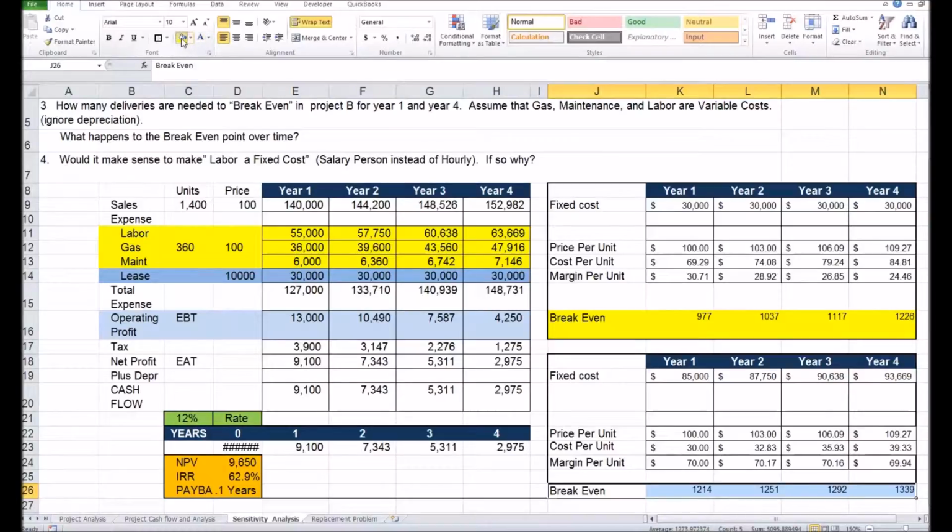And you can see that if we make labor a fixed cost, the number of units needed to break even is higher. Now that's assuming how many hours I'm going to actually hire this person to work. With a person that is on your payroll, you can't send them away and only work them 6 hours because you don't have enough deliveries. Whereas if you put them on your payroll and have a fixed cost, you can use them for other things, so it's not necessarily a bad thing in this case.